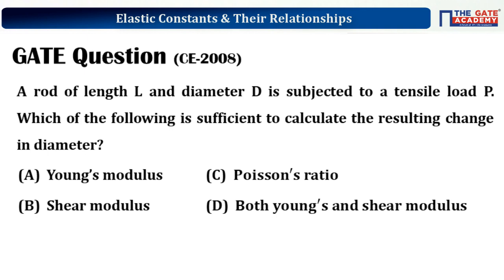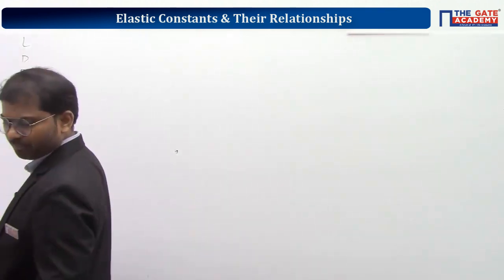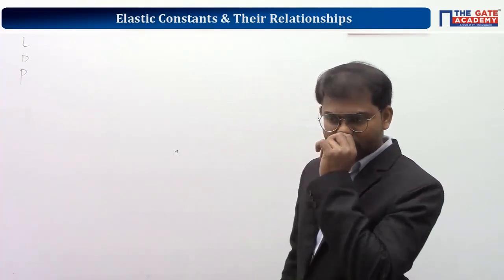It's given that a rod of length L, diameter D, so length L and diameter D are both given. It is subjected to a tensile load P, so load P is also given. Which of the following is sufficient to calculate the resulting change in diameter? So we should get the value of the resulting change in diameter.